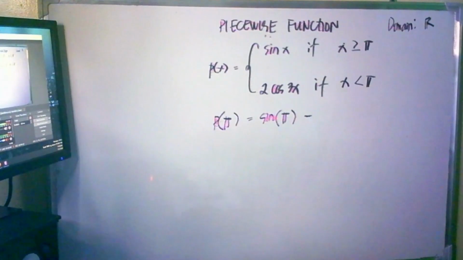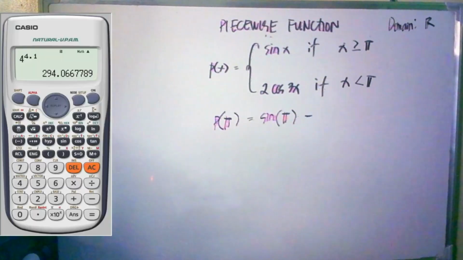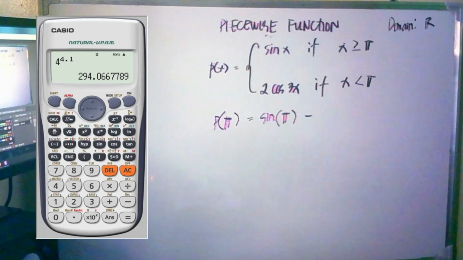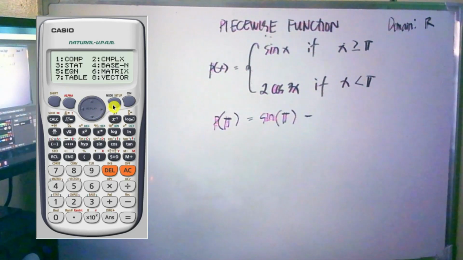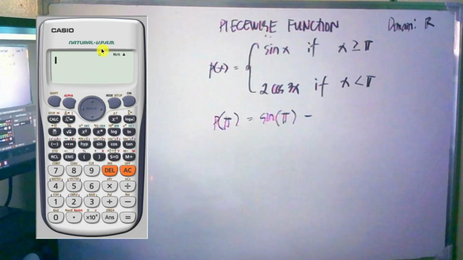Now, pwede natin gamitin yung calculators natin. Okay, let's make use of this calculator. Make sure that we are in the radians mode. So i-set natin yan. Dapat makita natin sa calculator natin na in radians ang angle natin. Because sa given na function, the x values, the inputs should be in radians. Just to make it consistent.